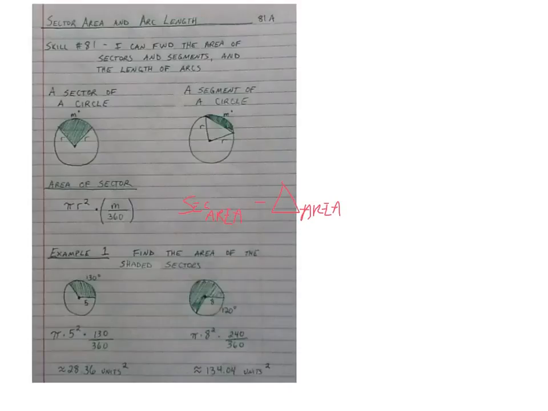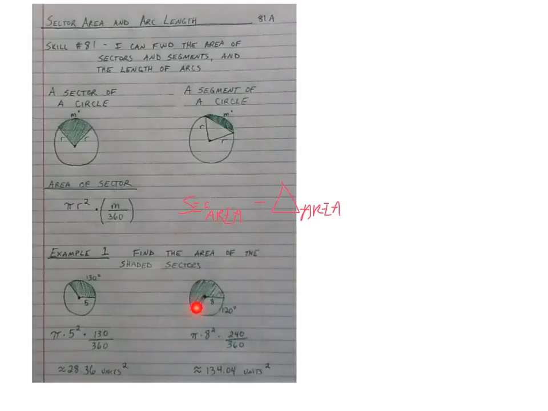So, example 1, we're asked to find the area of the shaded sectors, and in the first case we're given a radius of 5, the arc measure of 130 degrees, so we just do pi times 5 squared times 130 over 360, and we get approximately 28.36 units squared.